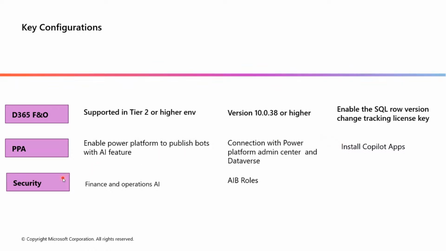The third thing which we need to keep in mind is the security. There are two key roles which we need to make sure are enabled for any specific user who wants to use these features under the Power Platform admin. One is the finance and operations AI role and then the AIB role. So these are the roles which we need to assign for any user who wants to use these particular features. So this is about your key configurations and the prerequisites which you need to have to use these particular capabilities within the finance and operations.